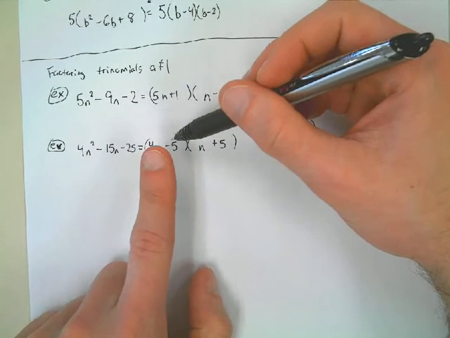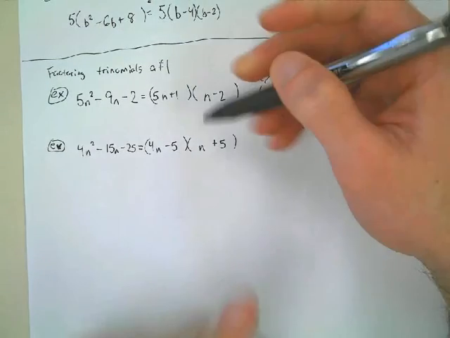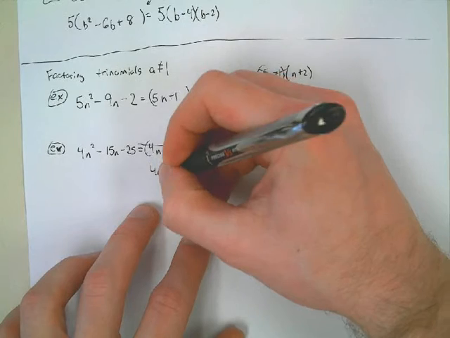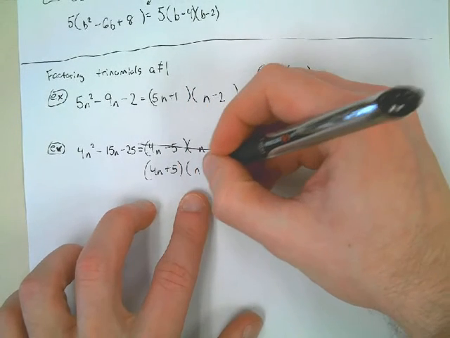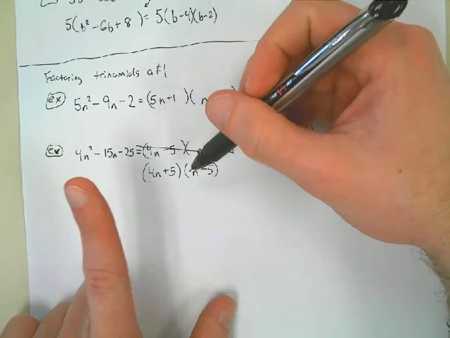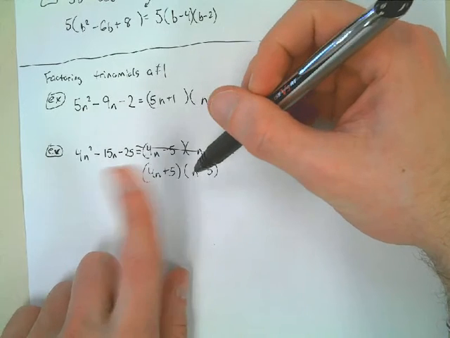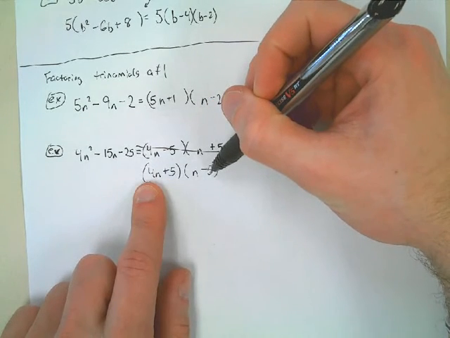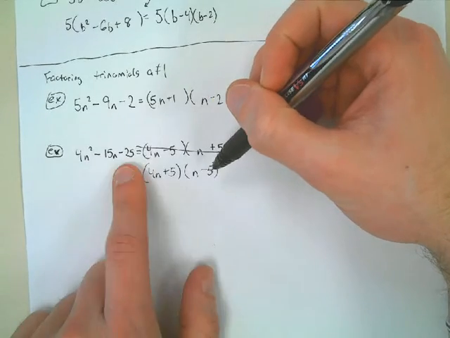Yeah, flip them. So not that order. We'll try 4n plus 5 and then n minus 5. Did that work? Let's see. 4n times n, 4n squared. 5 times n is 5n. Negative 5 times 4n is negative 20n. So negative 20 plus 5, negative 15. 5 times negative 5, negative 25. That's our answer. That's the factored version there. Okay.